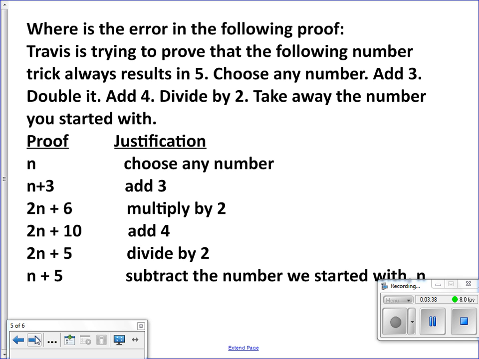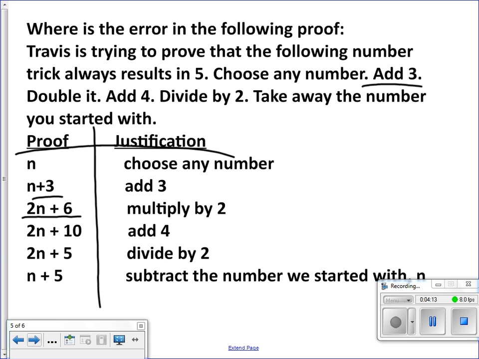Where is the error in the following proof? Travis is trying to prove that the following number trick always results in 5. Choose any number, add 3, double it, add 4, divide by 2, take away the number you started with. All right, so he made a 2-column proof. It was proof, justification. So we choose any number, n, good. And then we add 3, very good. Doubled it, multiplied by 2, looks good. Added 4, divided by 2, and then subtracted the number we started with, n. But he ended up with n plus 5.